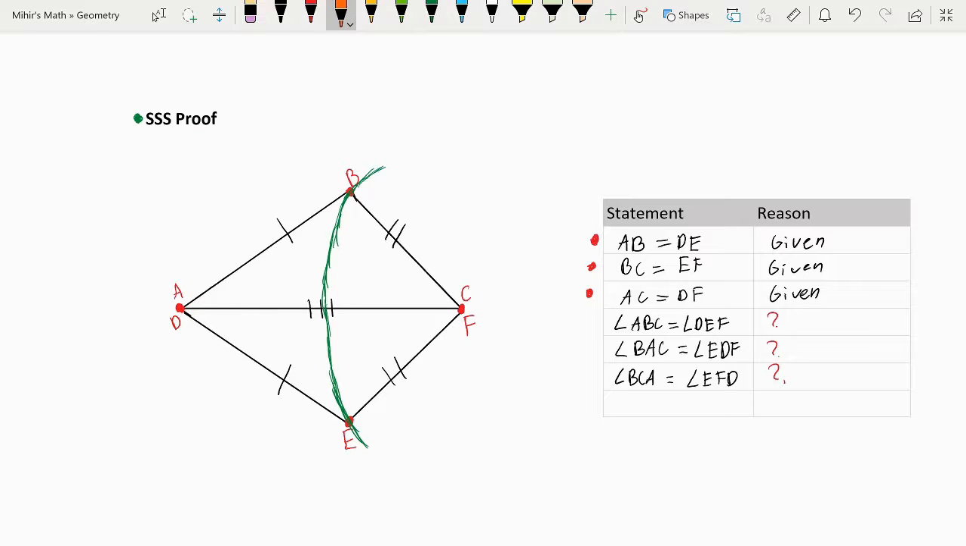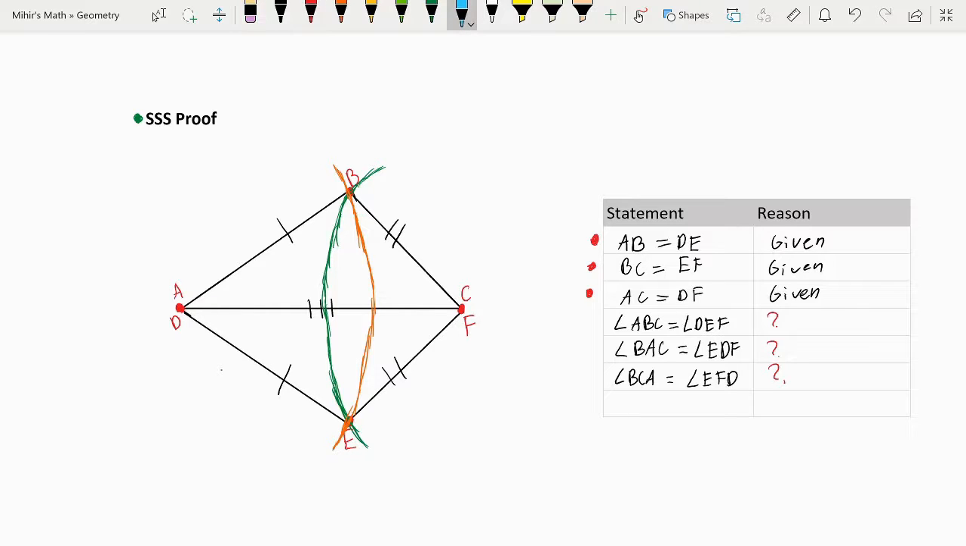And if we did the same thing from point A, using AB as the radius, or DE, it intersects with points B and E. And something you'll notice is that these two arcs also only intersect at those 2 points, and no other point.